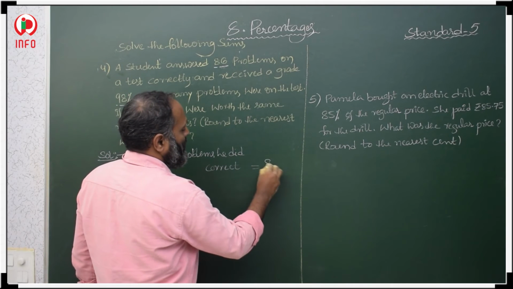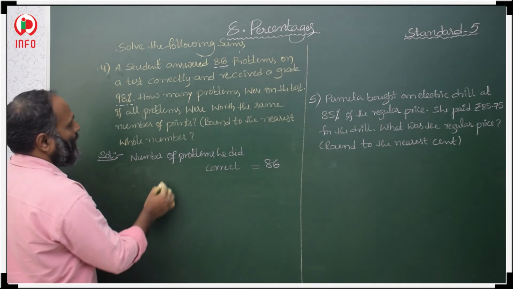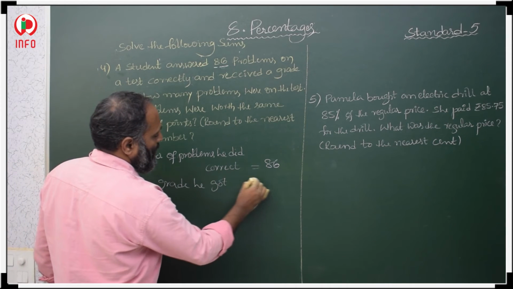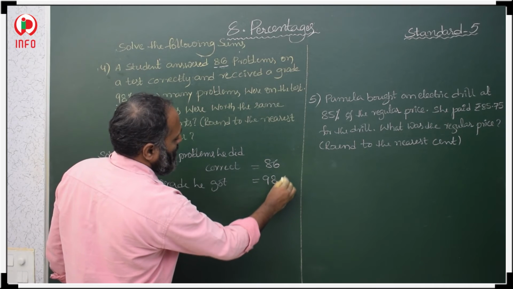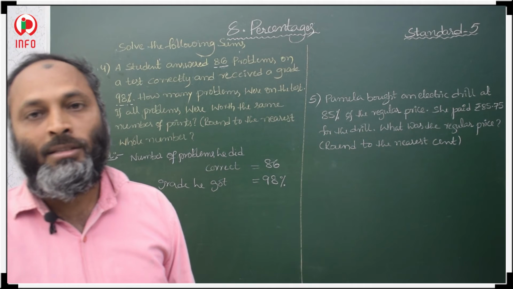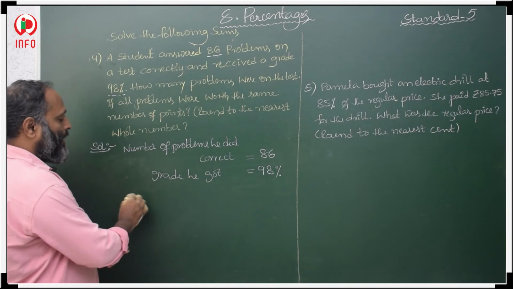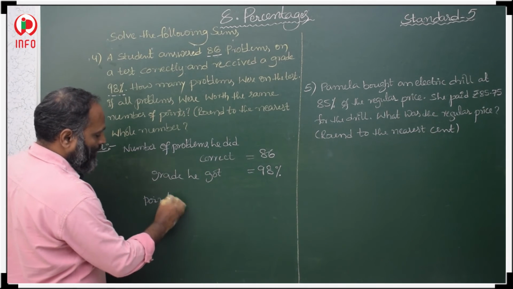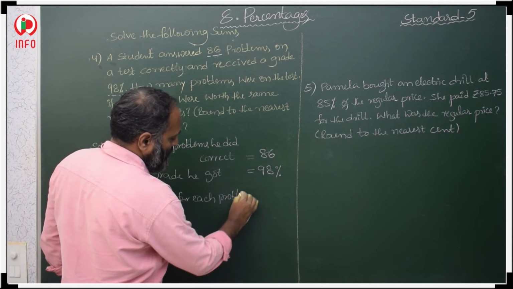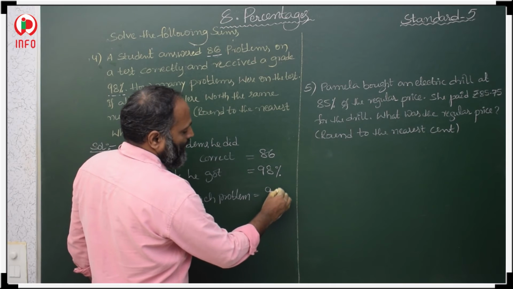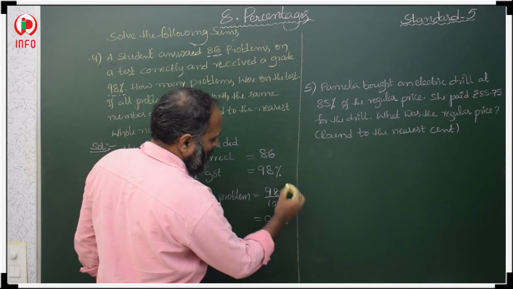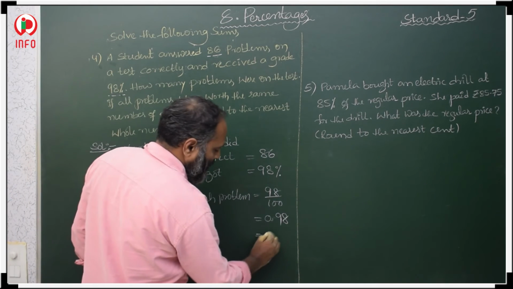How many problems? 86. The grade he got is equal to 98%. Now after that, points for each problem is equal to 98% divided by 100, that is 0.98. It is approximately 1 point.